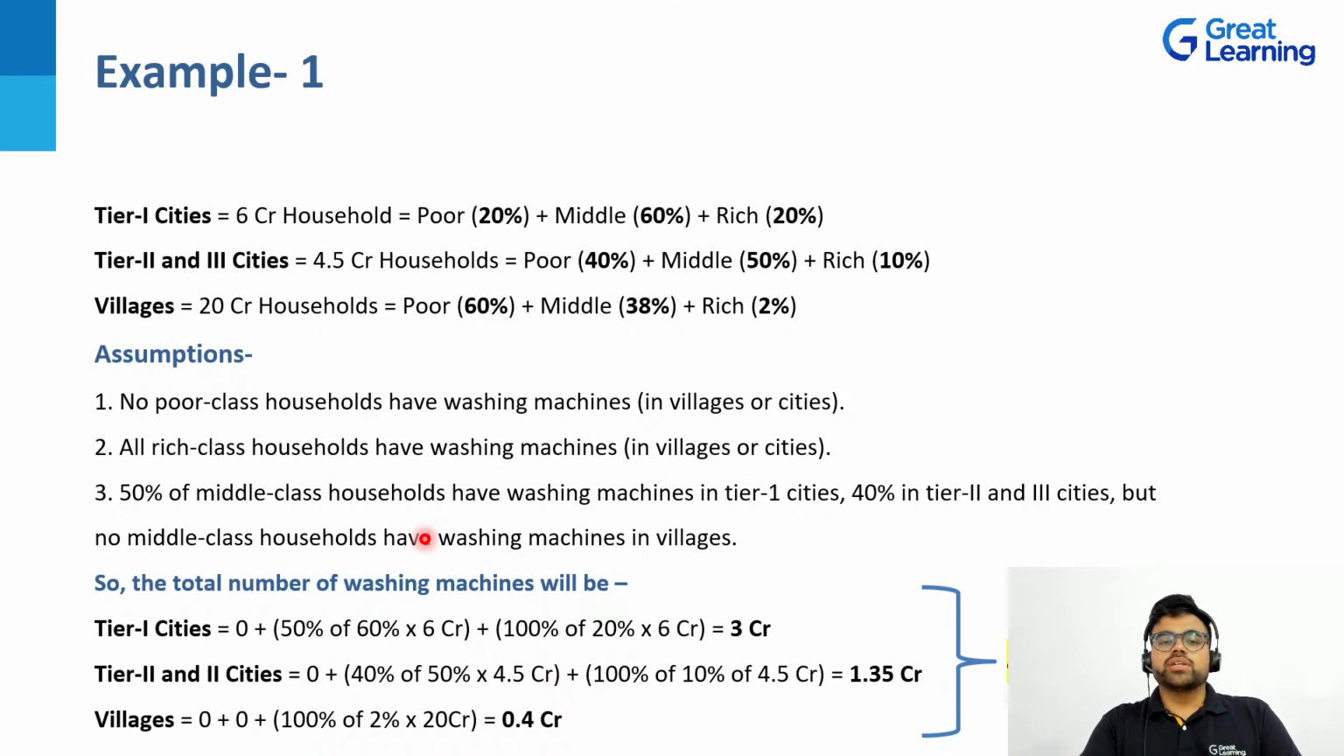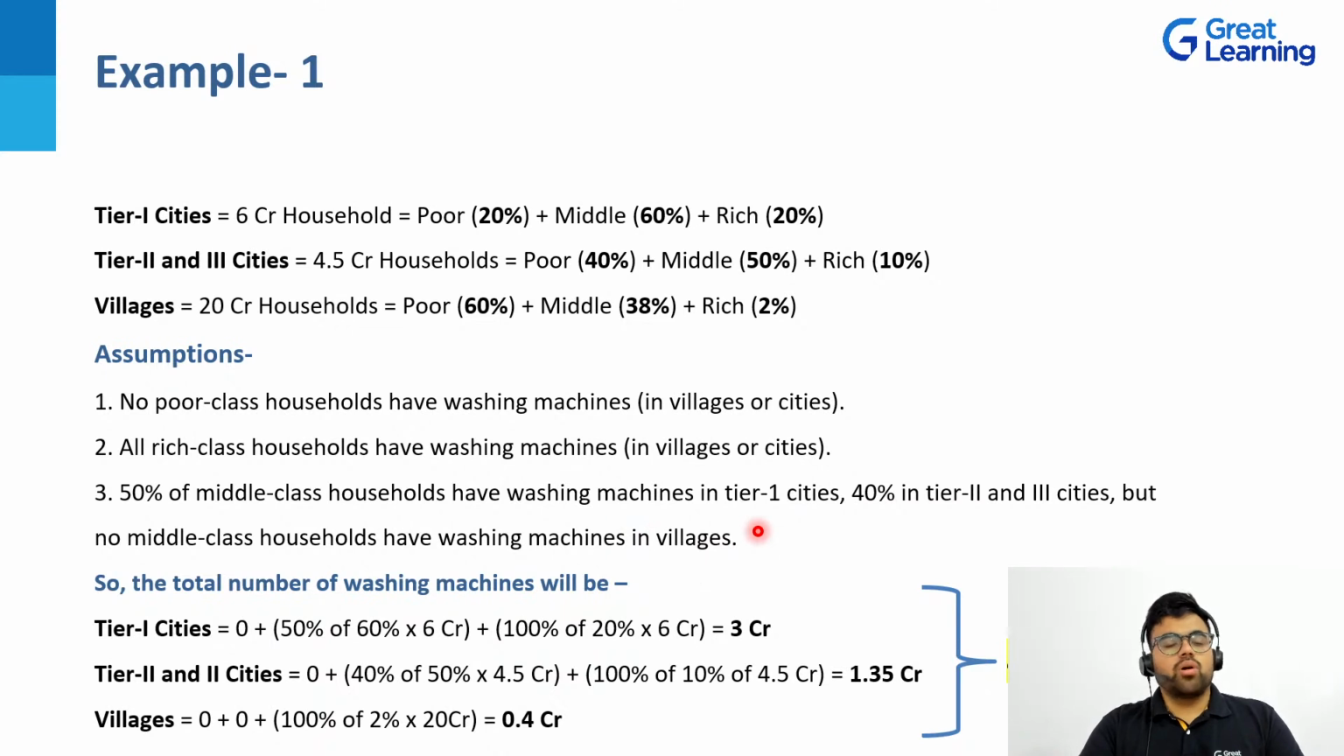So 50% of the middle class households have washing machines in tier 1 cities, 40% in tier 2 cities. When we talk about villages, the poor and the middle class would not own washing machines. If you want, you can put it as 2%, but that is too minimal with the population of 1.3 billion people in India. You can neglect that population as well because it would be averaged out in other scenarios. So 50% of the middle class households have washing machines in tier 1, 40% in tier 2 and tier 3, and no middle class household has washing machines in the villages.